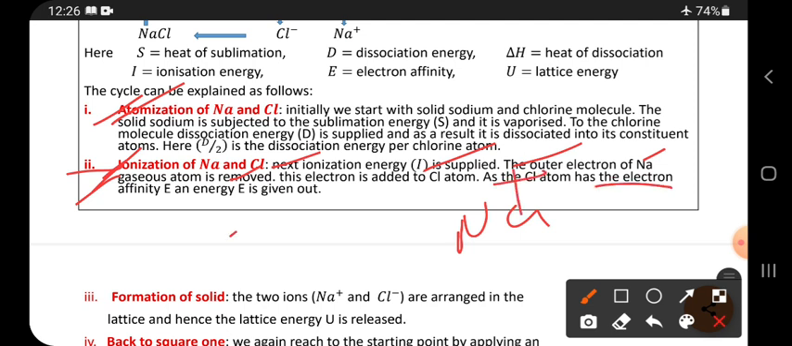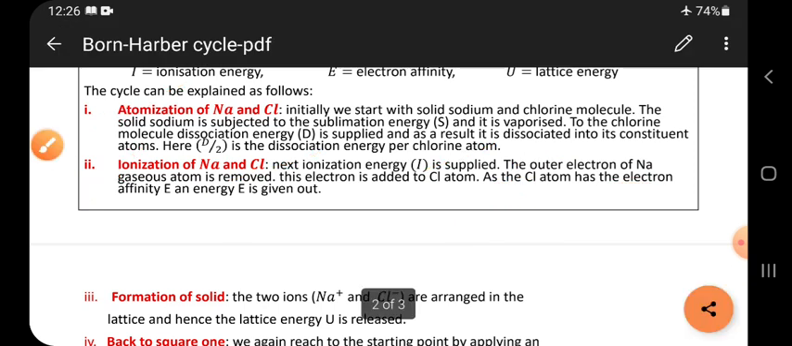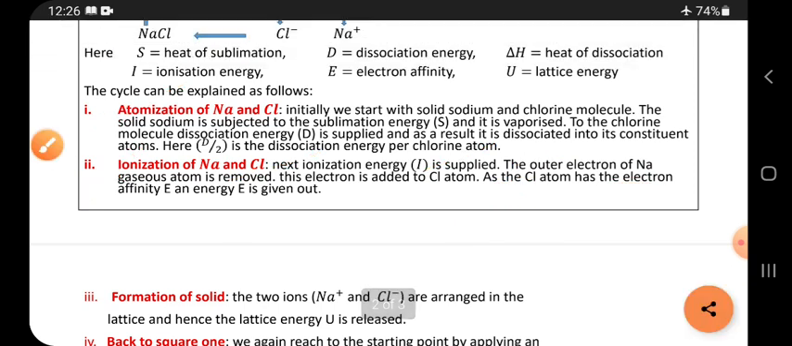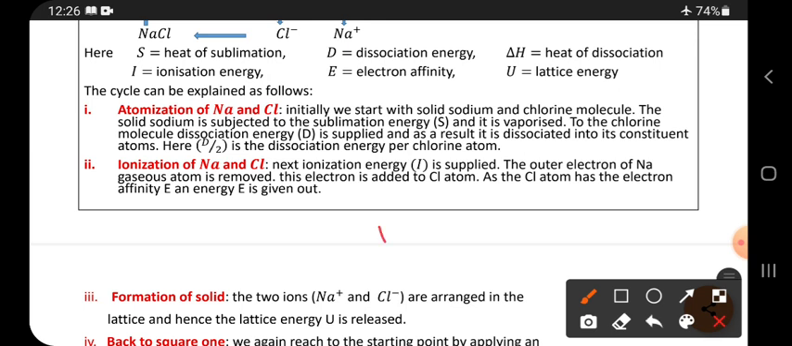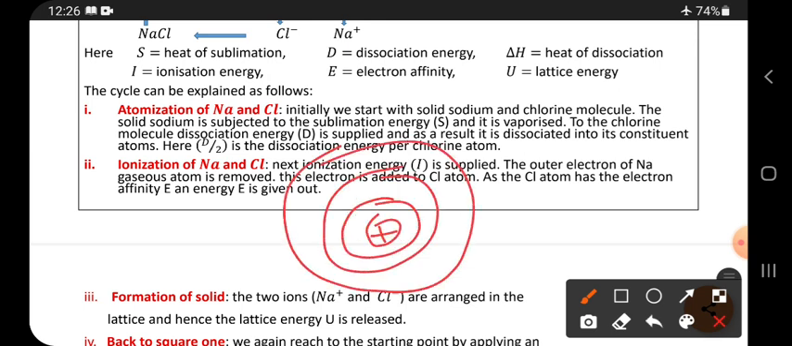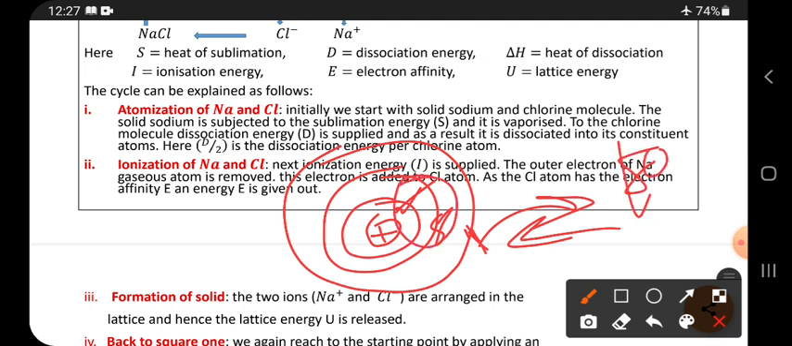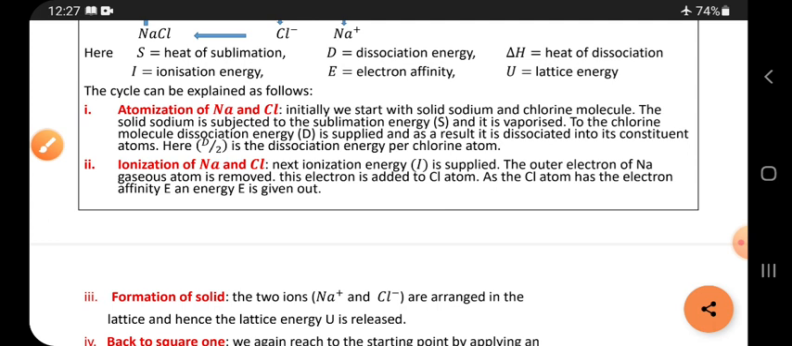Why? Because of the sodium structure. Sodium has three shells in general. The first shell contains 2 electrons, the second shell 8 electrons, and the last shell 1. So 2 plus 8 is 10, plus 1 is 11 electrons. If we give a small amount of energy, this electron comes outside. Then how many electrons remain? Only 10 electrons remain.